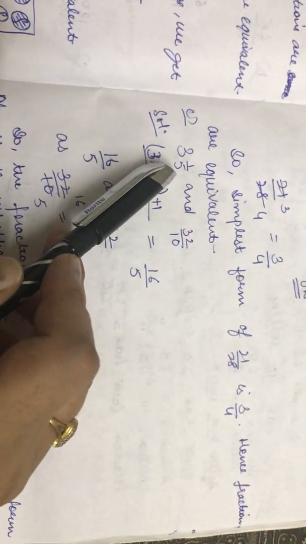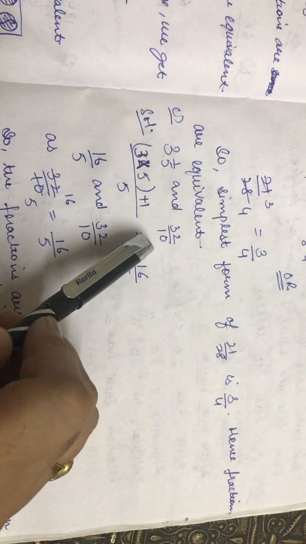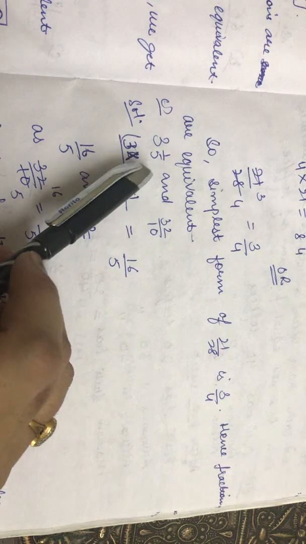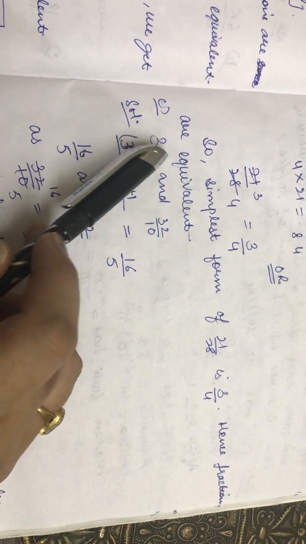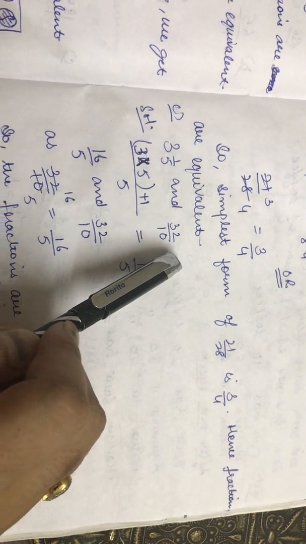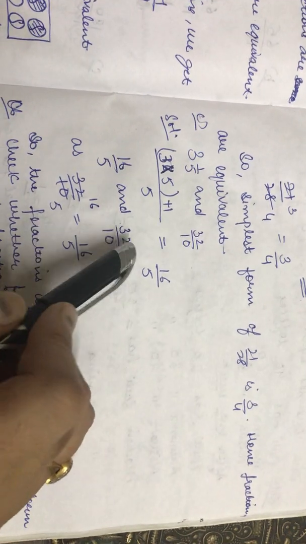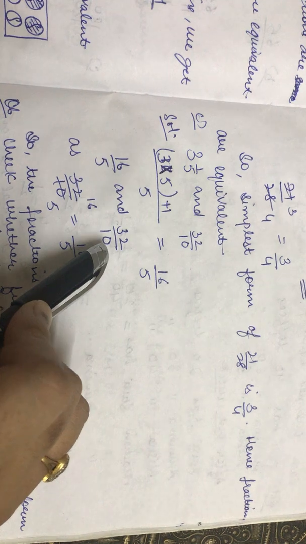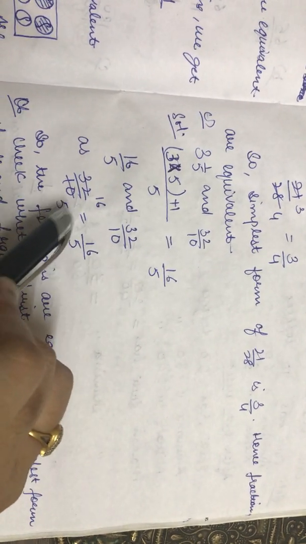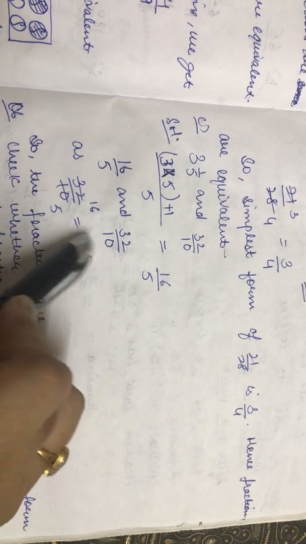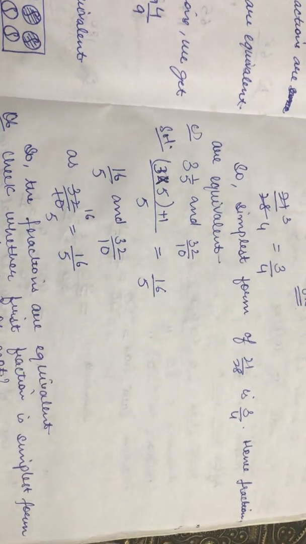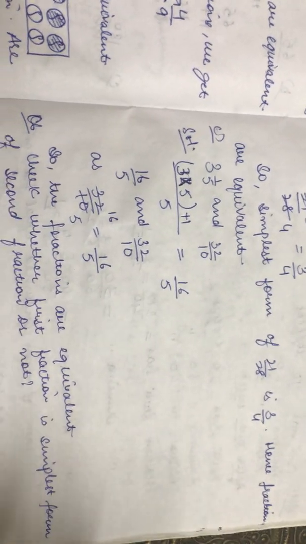Next question, C part of the second question, is 3 1 by 5 and 32 by 10. Firstly I have to convert the mixed fraction into an improper fraction. 5 3s are 15, 15 plus 1 is 16 by 5. On the other side we have the fraction 32 by 10. So let us simplify 32 by 10 into its simplest form, on the common table of 2. 2 5s are 10 and 2 16s are 32. So the answer is 16 by 5, which is equal to the first fraction. So both the fractions are equivalent fractions.